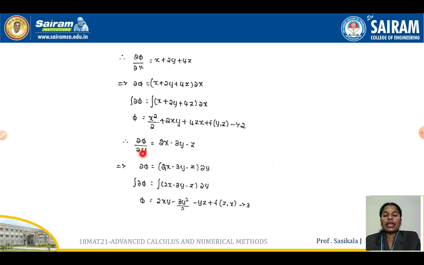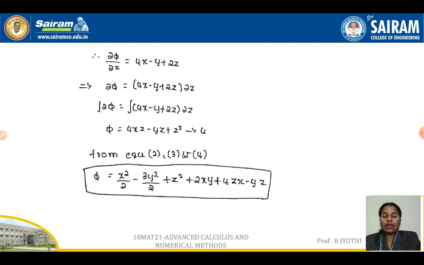Okay, the next one with respect to y, you can integrate. I'll get 2xy minus 3y squared by 2, then minus zy I'll get, plus f2 of z and x as a constant. Now the third equation: dou phi by dou z, which is equal to 4x minus y plus 2z. Integrating with respect to z, I'll get 4xz minus yz plus 2z squared by 2, the 2 will get cancelled, I'll get only the z squared term.